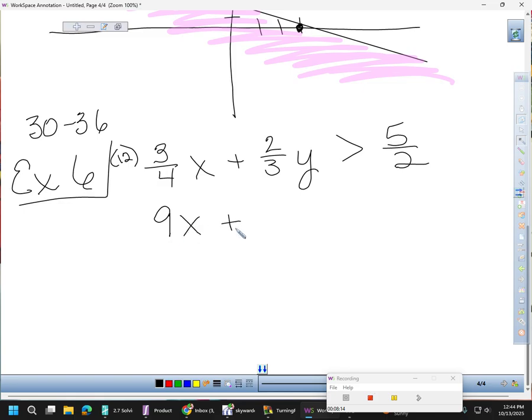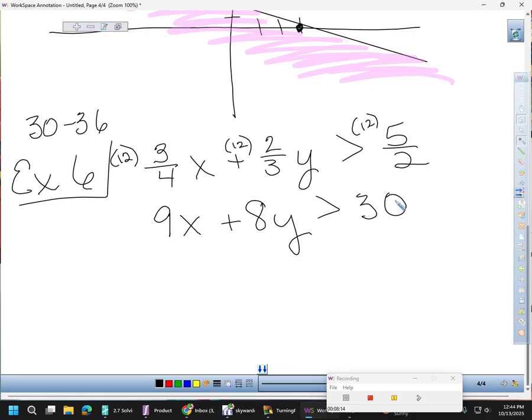Plus, if I multiply this one by 12, 3 goes into 12 4 times, so I have 8y. Greater than. Over here, if I times this one by 12, 2 goes into 12 6 times, and we get 30, exactly. So now this is way easier to look at than that first one, right? Now we can try and do it in standard form, but we're not going to have exact answers, or we can get y by itself. What do you guys want to do?